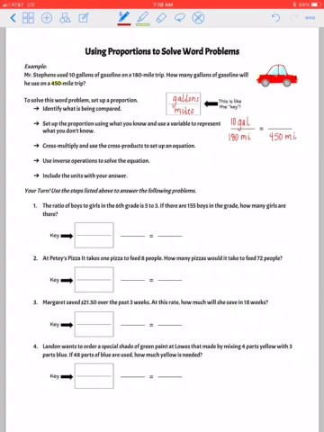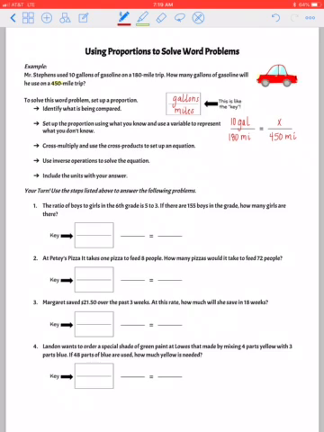Remember, when setting up ratios, the order matters, and so does it in proportions. Your order needs to stay the same. Well, we don't know how many gallons, so since it's an unknown, we use a variable. I used X.